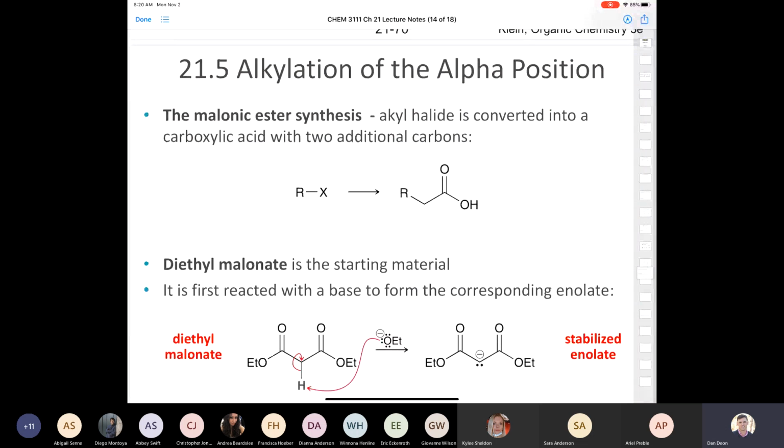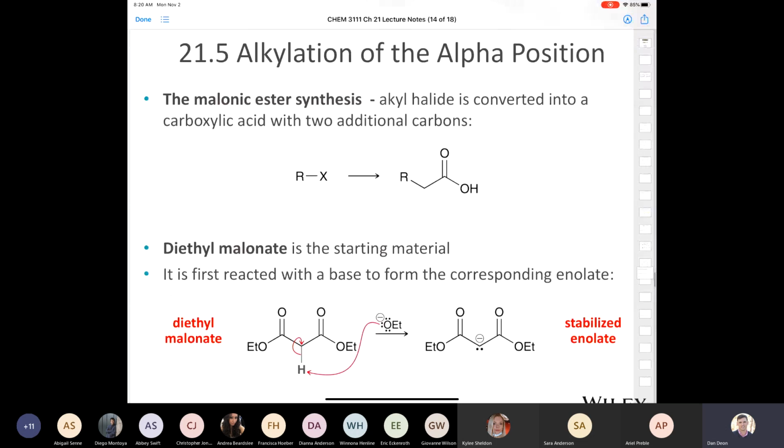Let's talk a little bit more about alkylating at the alpha position of an ester. The malonic ester synthesis, sorry, still got ketones on the brain. Anyhow, we're going to learn a couple of new syntheses this morning. We're going to look at the malonic ester synthesis, and then we're going to look at a synthesis with ethyl acetoacetate in a few minutes.